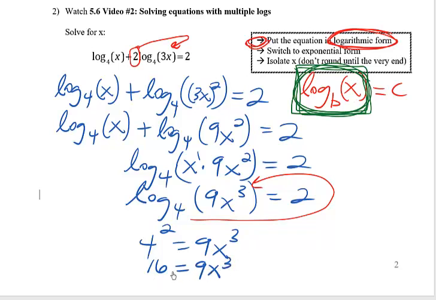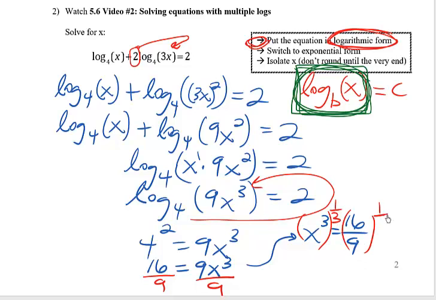This is a power equation, so I need to isolate the base and the power. Let's divide both sides by 9. Now I have x cubed equals 16 over 9. And then to get the x by itself, I will raise each side to the reciprocal power, namely to the 1/3 power. That's as far as I can go by hand. My final exact answer would be 16/9 to the 1/3.